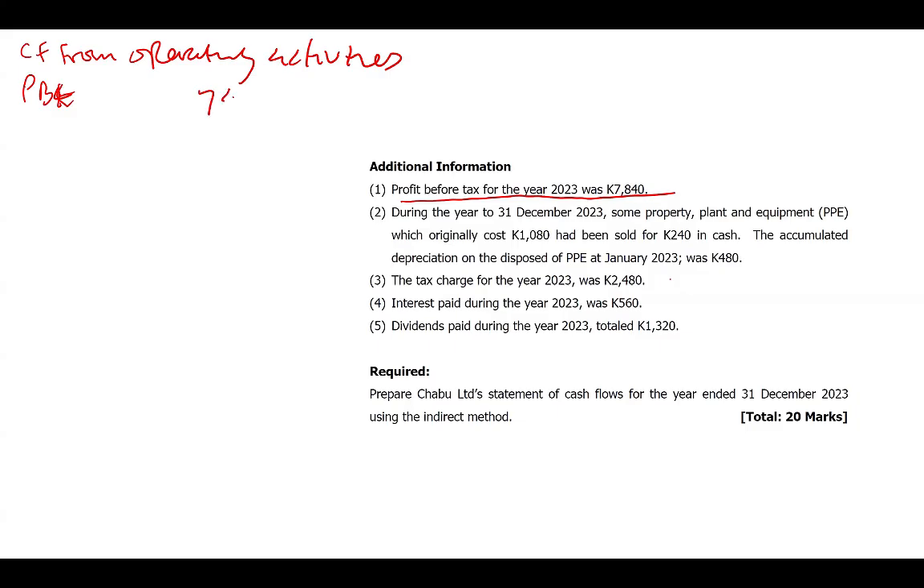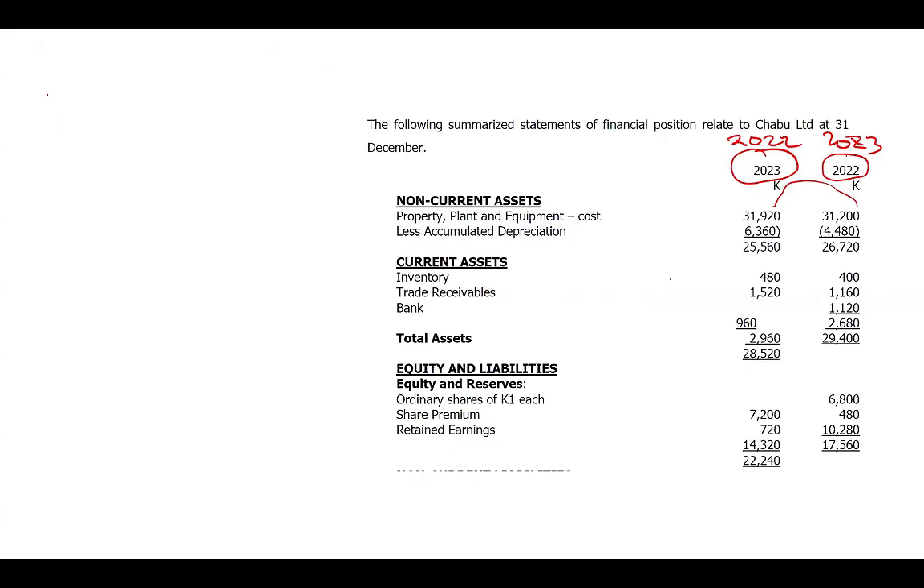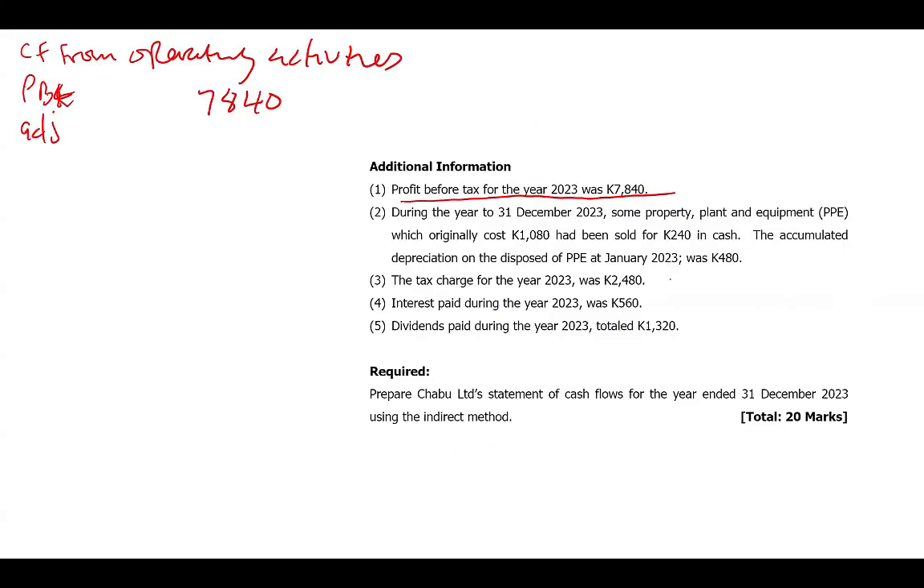So when you start with your 7840 there, you need to think about what you need to adjust for. Is there any depreciation expense? Is there any disposal so that you calculate profit or loss on disposal? And is there any interest, finance costs? So here, when you check the additional information, note 2, during the year to 31st December 2023, some property, plant and equipment which originally cost 1080 had been sold for 240 for cash. The accumulated depreciation on the disposed of PPE was 480.